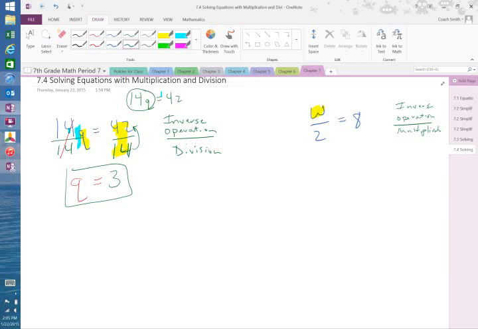The 42, 14q equal 42. That was the original problem. That's problem number 2 in your book.